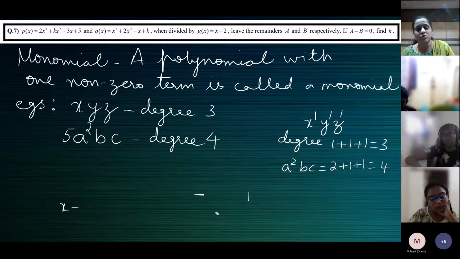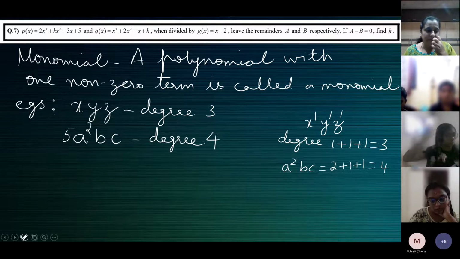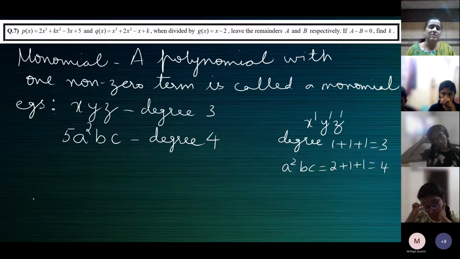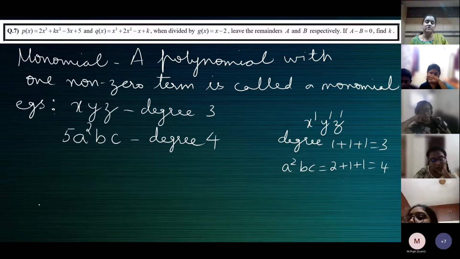So this is about monomial. The single term should not be 0. Something other than 0, and there should be one term, and that term should be a polynomial.